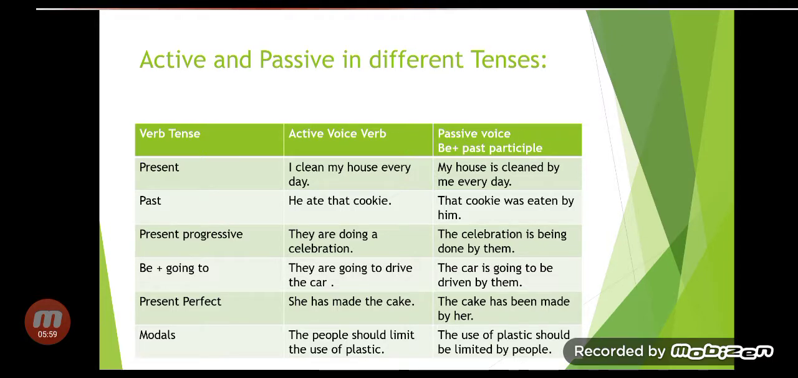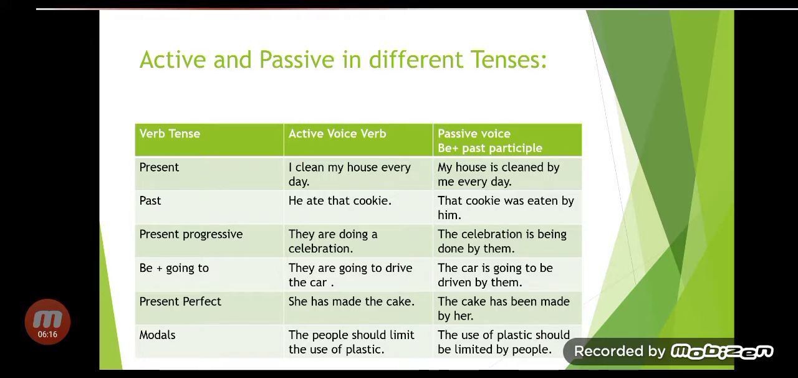Moving towards present perfect, she has made the cake. In the passive voice it would be the cake has been made by her. So what is the form of be over here? It is been. Yes, correct.